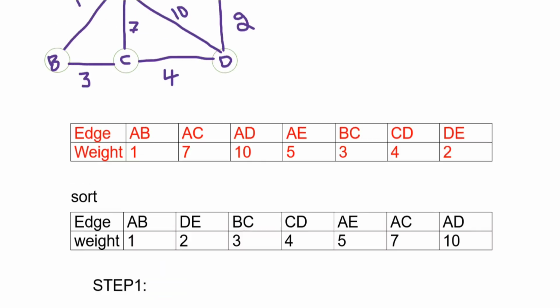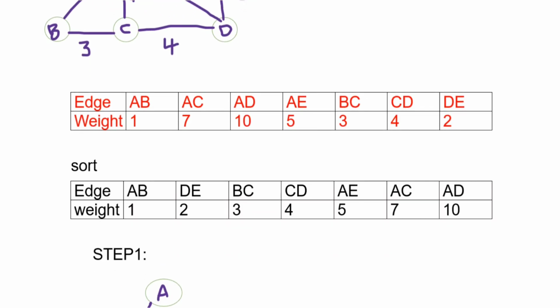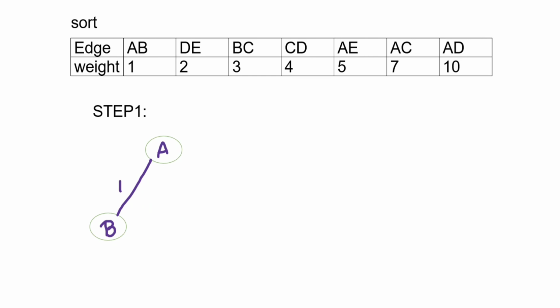Step 1: first add the edge AB with the weight 1 to the minimum spanning tree. So we need to add the edges, right? A to B weight is 1. This is the first minimum weight. Next, add the edge in step 2.